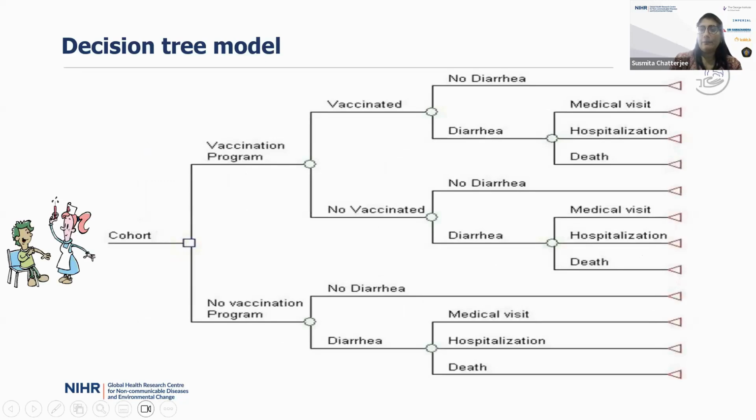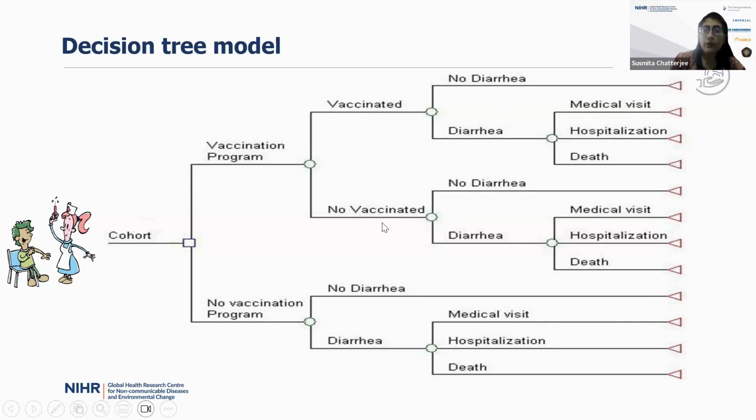Coming to another decision tree example. This is a vaccination cohort, okay? Either vaccinate or no vaccination. That's a decision tree model for, for example, a rotavirus vaccine, which is for a specific type of diarrhea. If there is vaccination, vaccination cannot be 100% effective, right? So there will be some children who will still have diarrhea. Among those children, some will have a medical visit, some will have hospitalization, some will die. All these are terminal nodes.